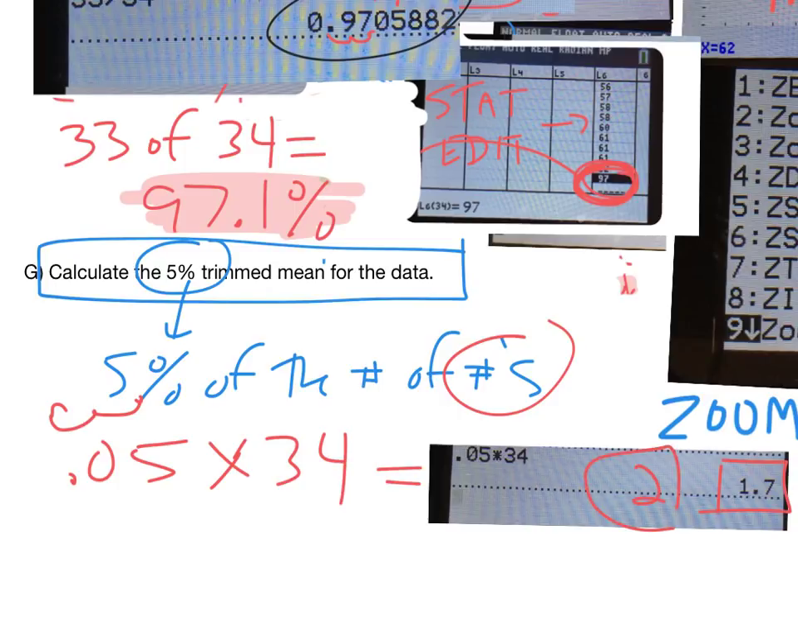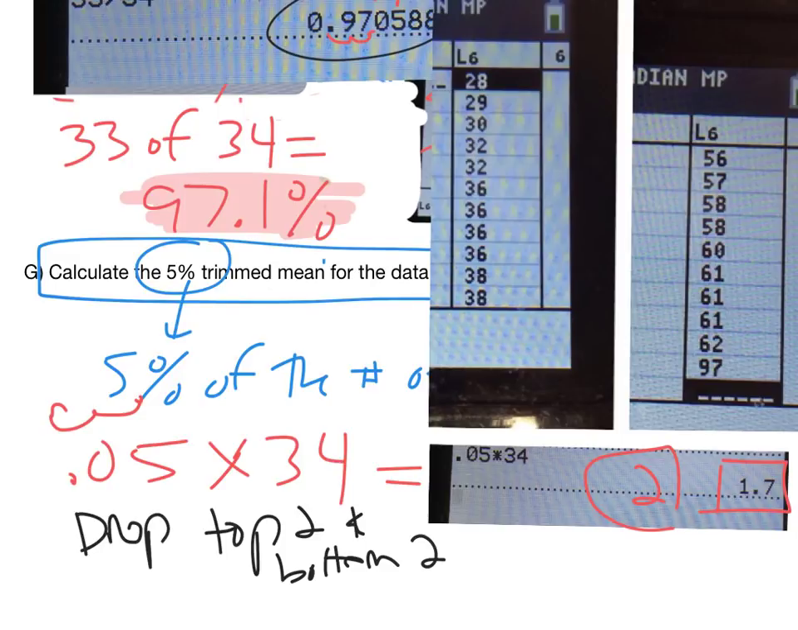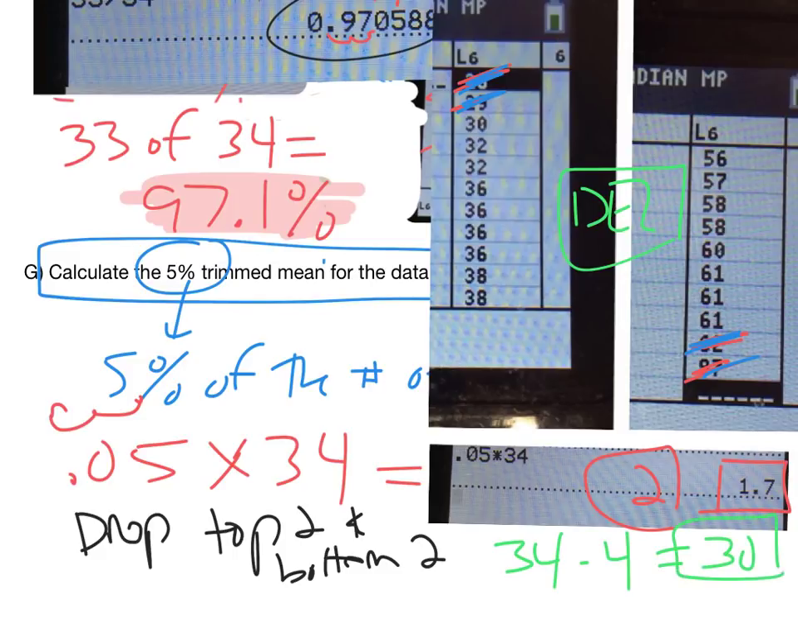So what we're going to do now is drop the top 2 and the bottom 2 values in our list. So that's why it was very, very important that we sorted the data in that previous step. When you go back to your list, the 2 biggest values are 97 and 62. The 2 smallest values are 28 and 29. We're going to move the cursor over these values and press the delete button. So if we started off with 34 values, and we dropped the top and the bottom 2, we've dropped 4 values, we should now be left with the middle 30 values.